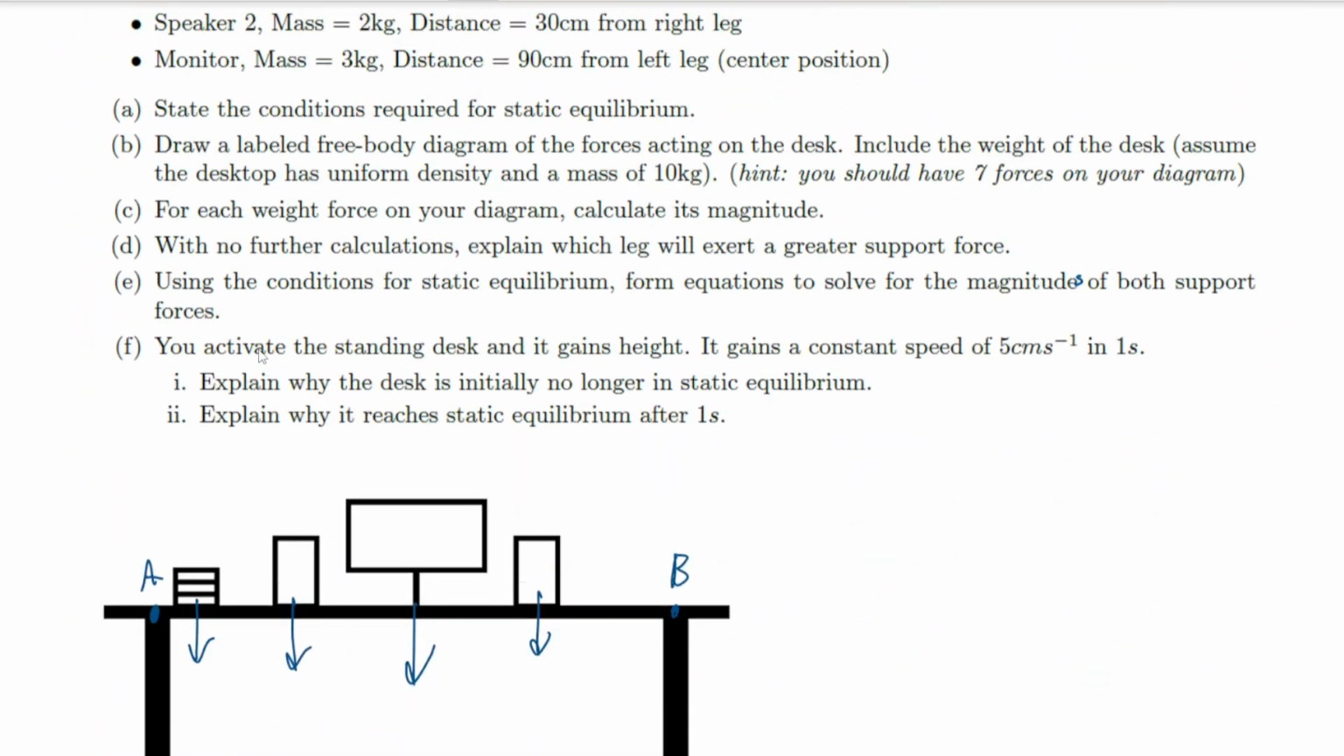All right, and lastly, after all that hard work, you decide to use the standing desk, and it gains height. You push a button and it starts moving up. So it goes from rest, stationary, and then it gains a constant speed of 5 centimeters per second, and it takes 1 second to achieve that. So it's accelerating to get to its constant speed as it gains height. Part 1: Explain why the desk is initially no longer in static equilibrium.